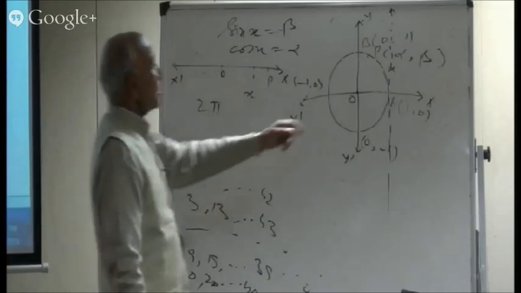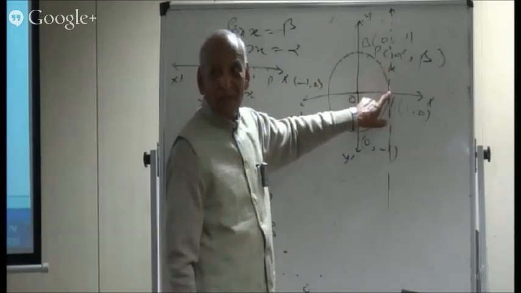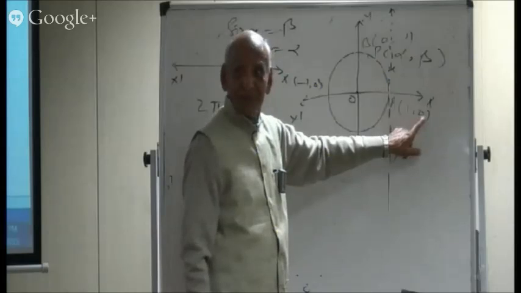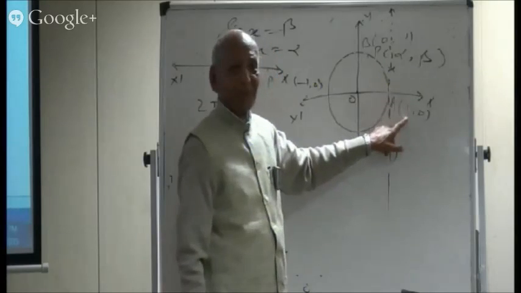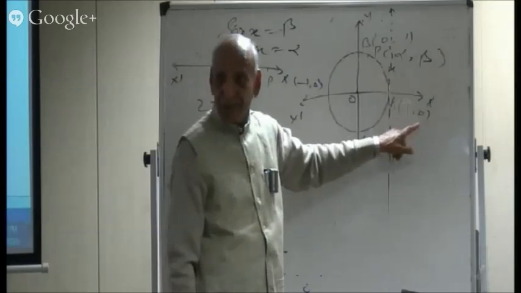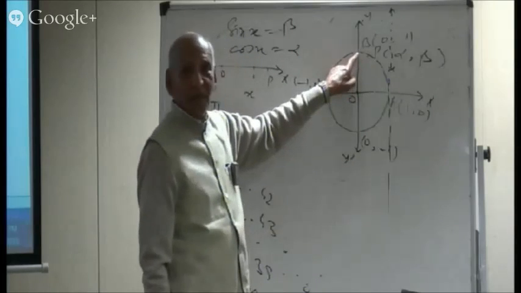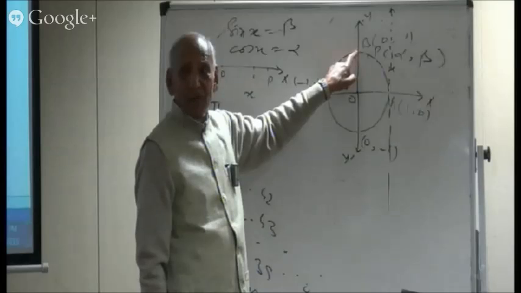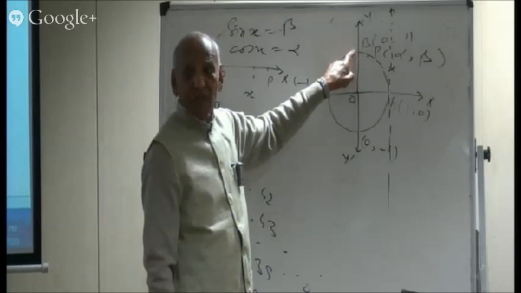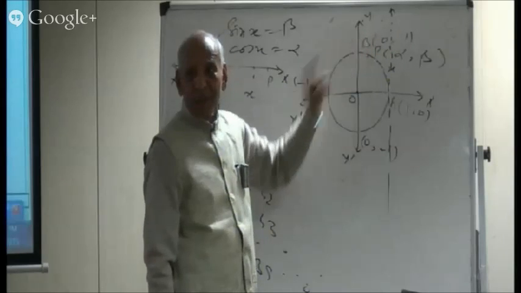So what is your sine of 0? Where is 0 real number? 0 real number is at this place. Is it right? Sin 0 is 0 and cos 0 is 1. What is sine of pi by 2? When you are calling pi by 2, that means you are at this place. So what is sine of pi by 2? 1. What is cos of pi by 2? Is 0. Is it right?